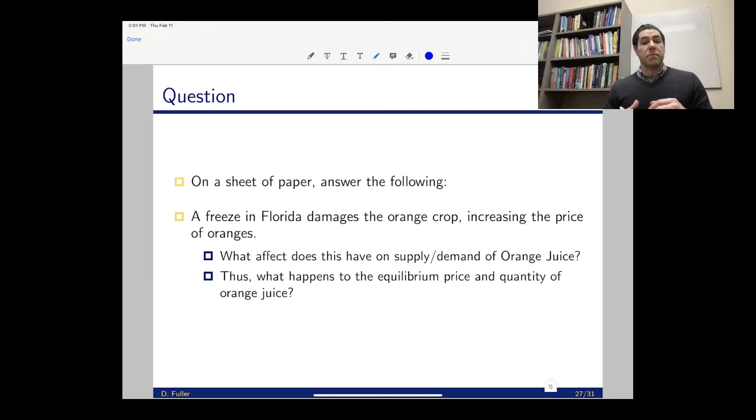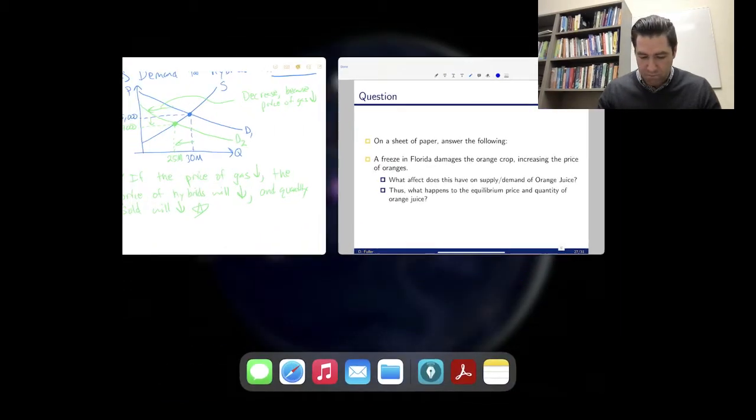In this example, we've got another change that happens, and this is going to happen all the time, right? So you get weather events and other natural disasters that affect prices of various goods. We want to see how this all fits in together. So here, there's a freeze in Florida. It damages part of the orange crop and causes the price of oranges to increase. How does this affect the market for orange juice?